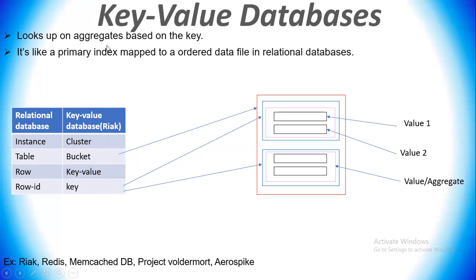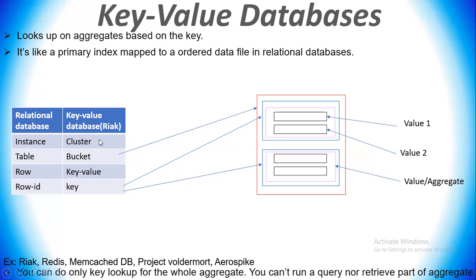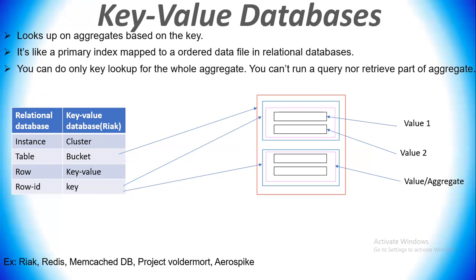In the primary index, it does not point to each and every record, but it points to a block. Then you have to find that particular record in the block. So it is not totally similar, but there is a kind of similarity. Here, for each and every record there is a key, right? So you don't have to look through the whole aggregate. When you have the key, you can find the aggregate.